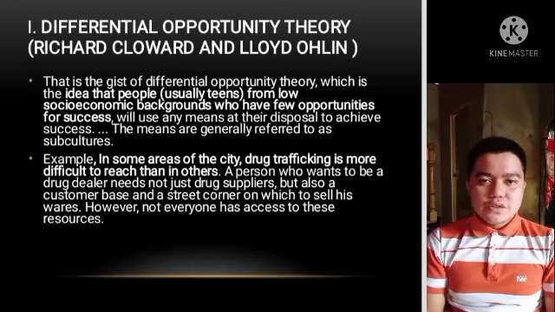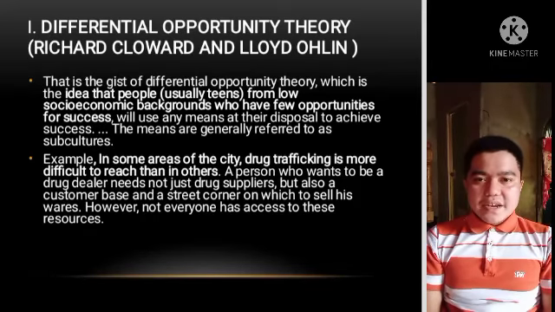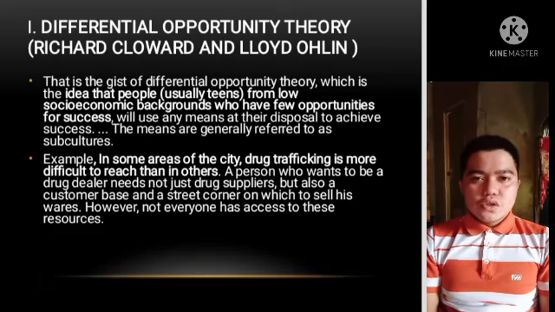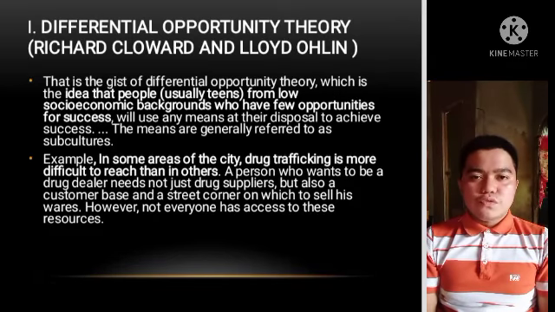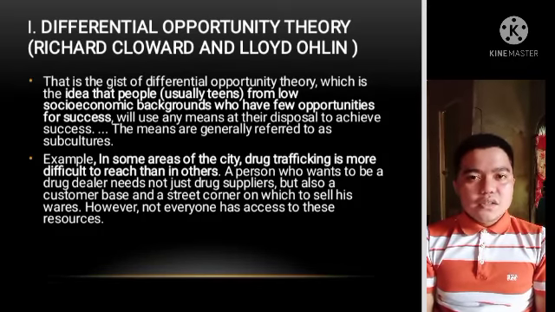Differential opportunity theory, Richard Cloward and Lloyd Ohlin. This is the gist of differential opportunity theory, which is the idea that people, usually teens from low socioeconomic backgrounds who have few opportunities for success, will use any means at their disposal to achieve success. The means are generally referred to as subculture. For example, in some areas of the city, drug trafficking is more difficult to reach than in others. A person who wants to be a drug dealer needs not just a drug supplier, but also a customer base and street corners on which to sell his wares. However, not everyone has access to these resources.